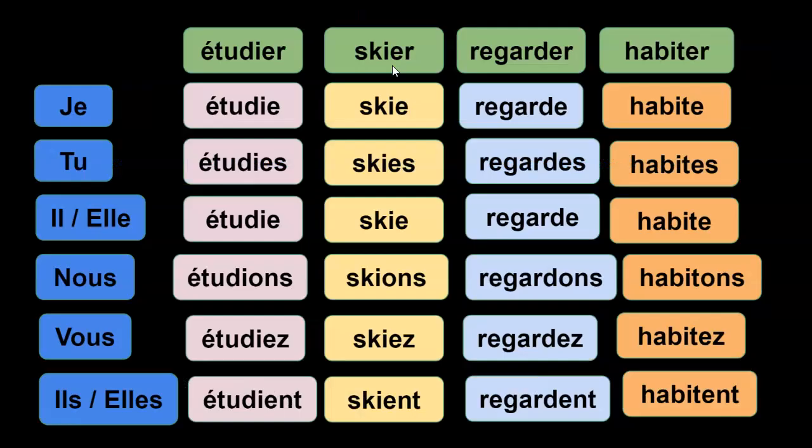Skier is to ski. Regarder is to watch. Habiter is to live. J'habite, I live. J'habite à Paris. So if you have to add those ones onto the side, that's fine. Regardez, look. Regardez-moi, look at me. Regardez-toi, look at you.